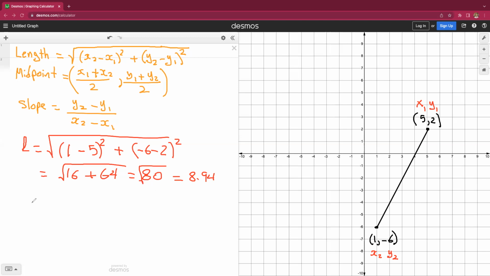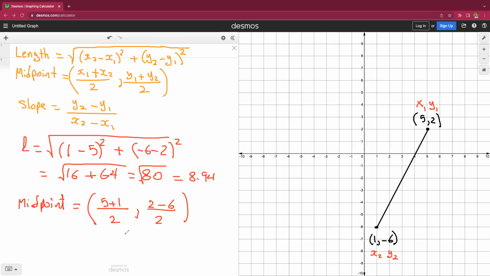How about the midpoint? The midpoint, again, is not tricky. The midpoint is, again, brackets, comma, this over 2, this over 2. It says x1 plus x2, so that's 5 plus 1 on top. And then it says y1 plus y2, so that's 2 plus negative 6. 2 plus negative 6 is just 2 minus 6. Okay, plus and negative just becomes minus.